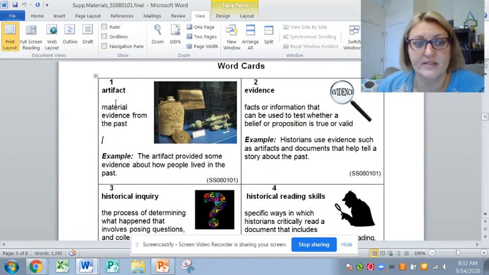We have artifact, material evidence from the past. Example, the artifact provided some evidence about how people lived in the past. Number 2, evidence, facts or information that can be used to test whether a belief or proposition is true or valid. Example, historians use evidence such as artifacts and documents that help tell a story about the past.